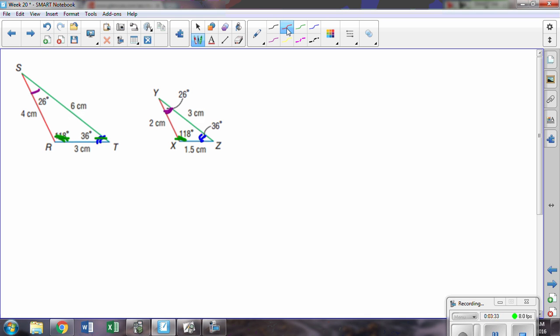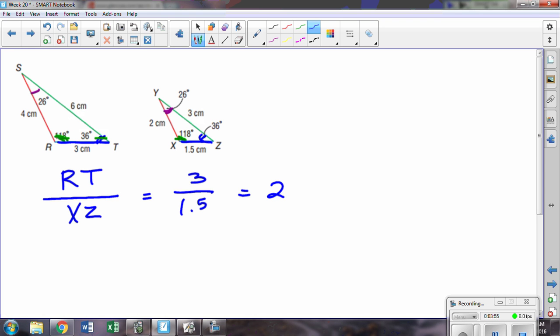When we examine the corresponding pairs, side length RT compared to side length XZ is 3 over 1.5, which divides out to be a scale factor of 2. In order to have similarity, every single pair of corresponding sides has to have that same scale factor of 2. So when we examine the left-hand side, we'd have SR compared with YX, 4 over 2, is likewise 2.